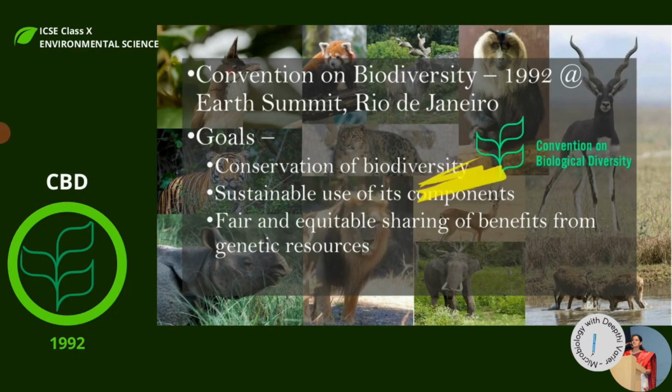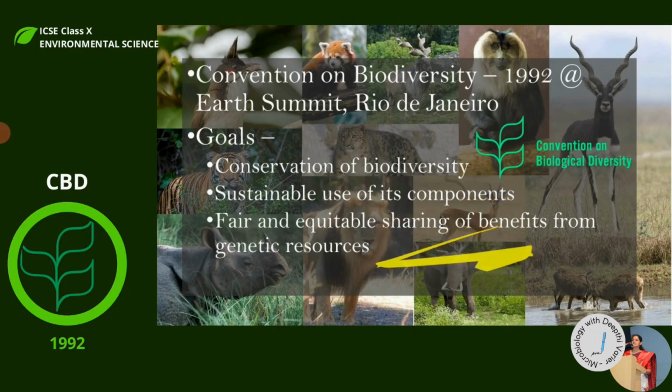One is to conserve biodiversity. Like the name says, Convention on Biodiversity, it is to conserve biodiversity. The second is to sustainably use its components. I've told you about sustainable use. Sustainable is wherein you make sure that there is usage, but then enough is left for the future generations as well, so they're not destroyed completely. That needs to be taken care of.